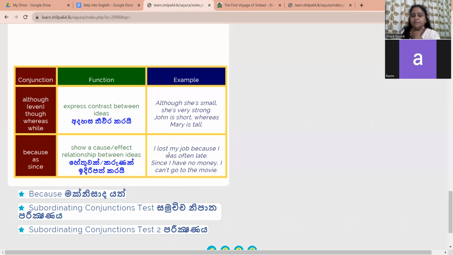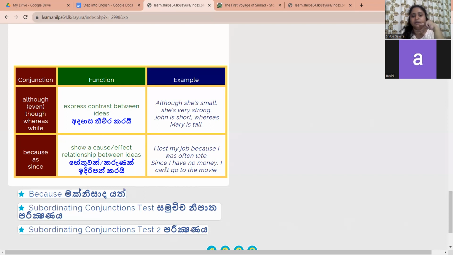So let's see a few examples. I lost my job because I was often late. මට job එක නැති වුණා. Why? Because I was often late. මං හැම වෙලාවෙම පරක්කු නිසා මට job එක නැති වුණා. So you can say, I lost my job as I was often late. As දාන්නත් පුළුවන් ඒක. Right? Since දාන්නත් පුළුවන්. හැබැයි හැම තැනකම මේවා තුනම දාන්නත් බෑ. සමහර තැන්වල විතරයි ඒ තුනම match වෙන්නේ.